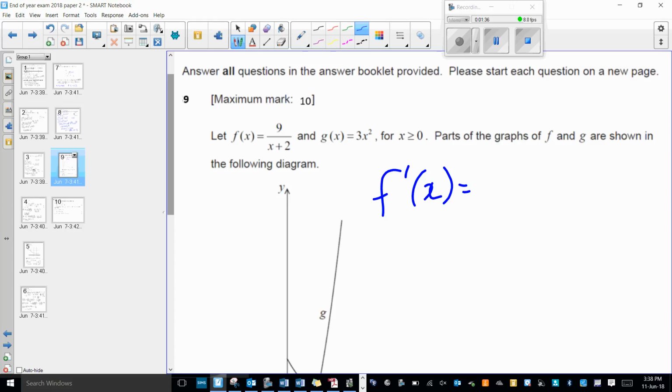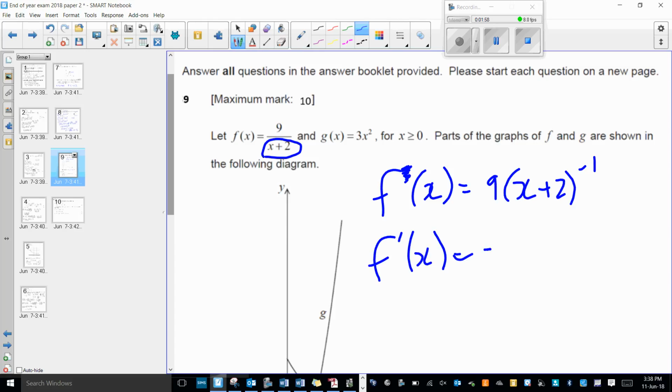Now, some people got confused thinking this is a quotient rule, but it's not, because there's only one expression here on the bottom. The top doesn't have an x in it. So I'm going to rewrite that as this. And, oh, that's f of x, sorry. And now I'm going to differentiate. So the power comes in front, take one off the power, multiply by the derivative of what's inside, which is just 1.